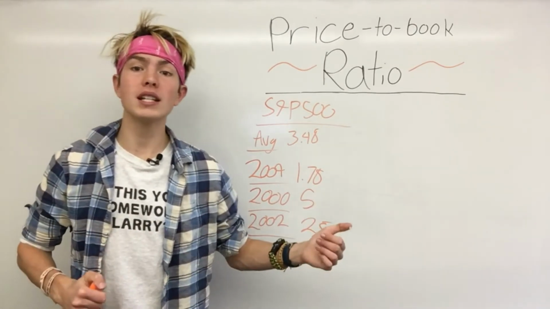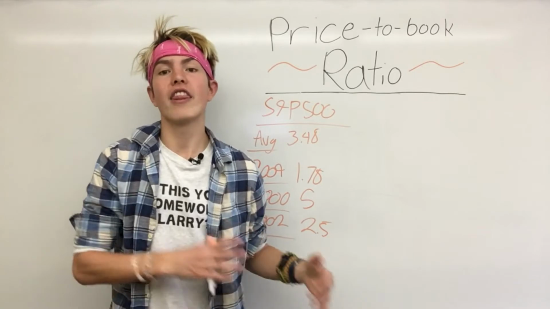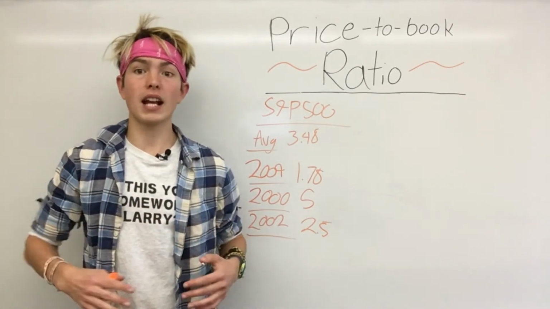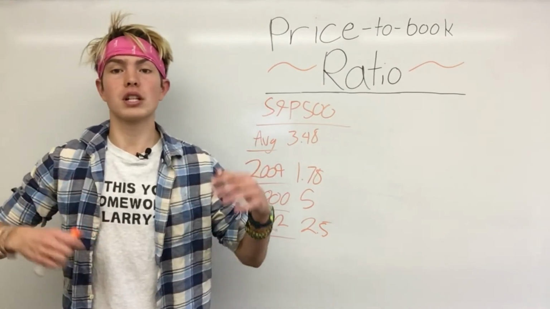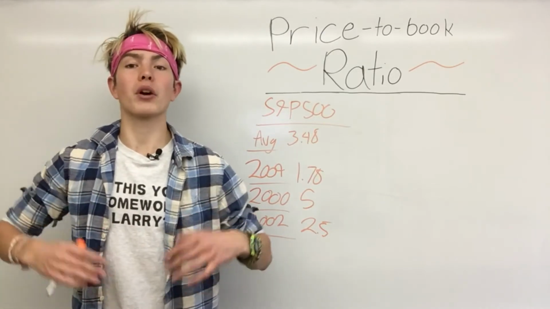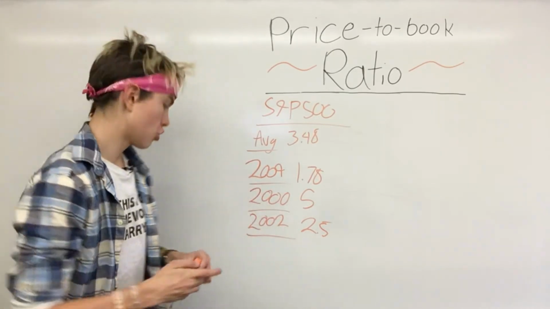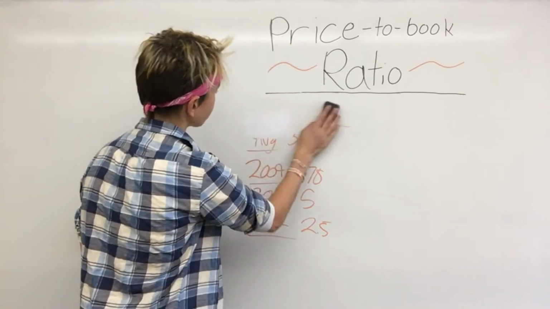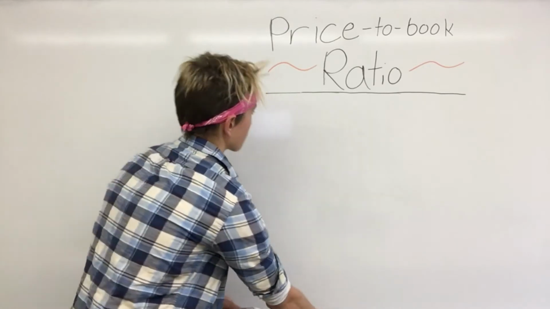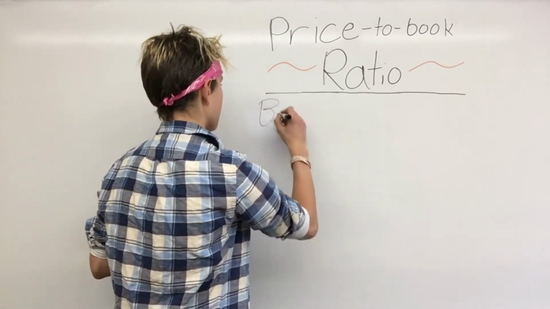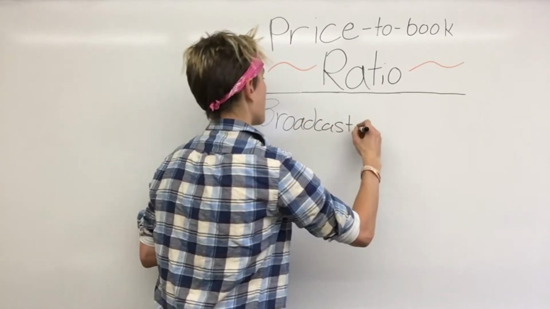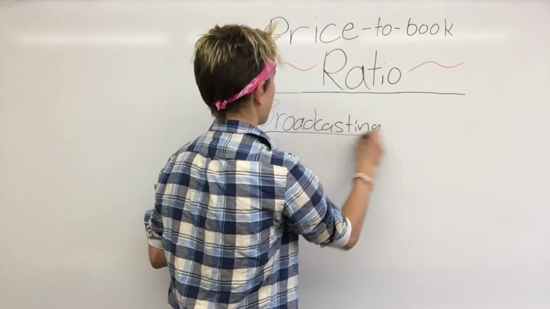So if you're in utilities, you're going to have a very different price to book ratio than if you are in a technology company, than if you are in a real estate company. So with all of these different industries, there are going to be different standard price to book ratios. So that's what we're going to look at now. We're going to look at the broadcasting industry, so we're going to move from the S&P 500 over to broadcasting for a second. And we'll switch colors here just to make it a little easier to see. I'm going to say broadcasting, and the players that we're going to look at are Disney and Viacom.